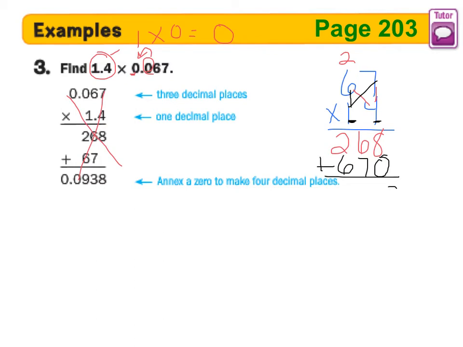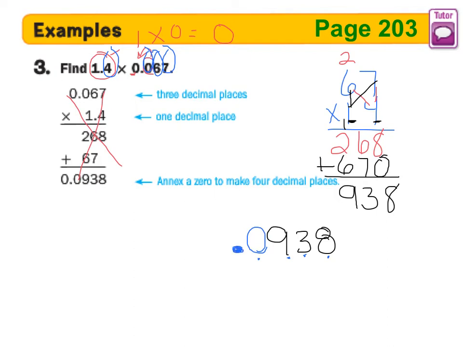If we add, we get 8. 6 plus 7 is 13, carry the 1. And 6 plus 2 is 8 plus 1 is 9. So I have 938. But now I need to go and find out how many decimal places I need. I need 1, 2, 3, 4. So starting here, I have 1, 2, 3 digits behind my decimal. I need to annex or add that 0 in front of it to get the 4th decimal place. Then I'll draw my big decimal and put a 0 out in front to protect it. So our answer is 938 10,000ths.